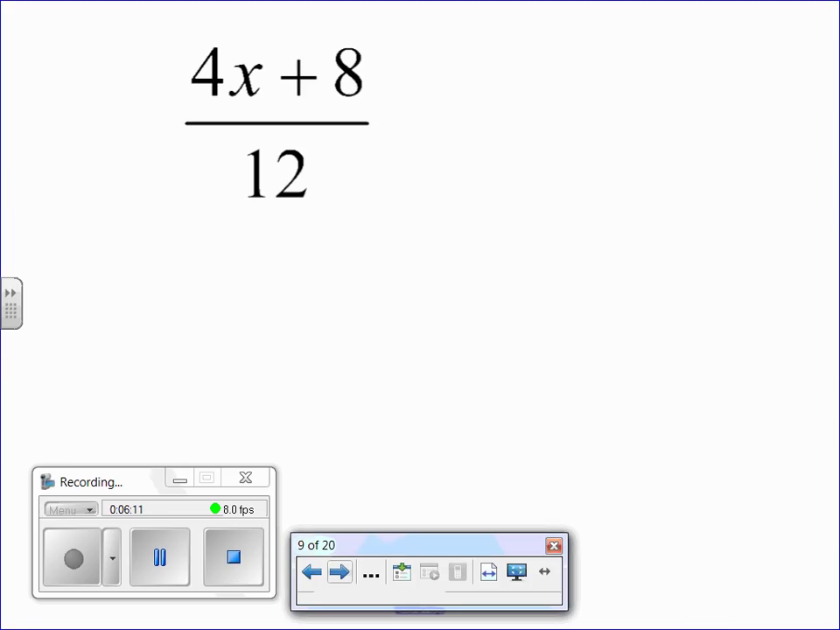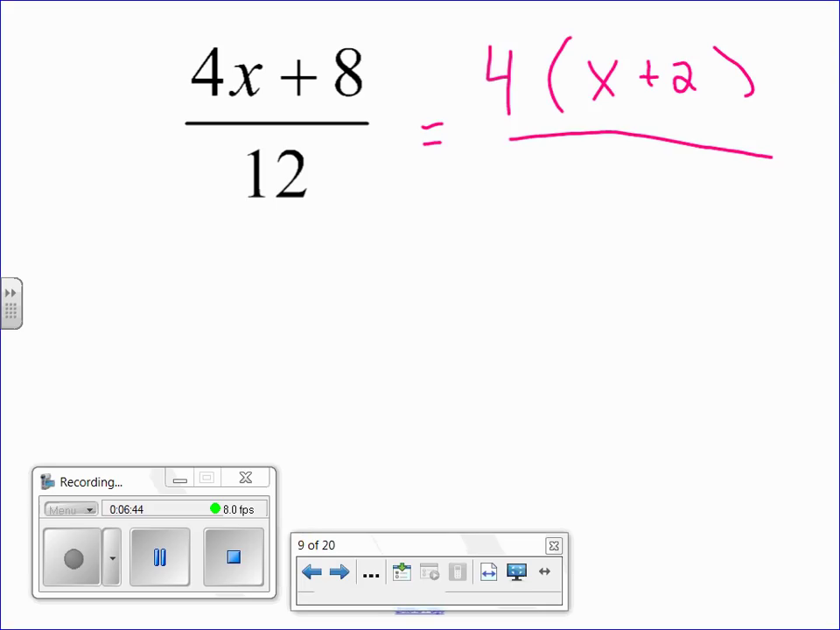Here's our next one. 4x plus 8 over 12. So on the top, we're going to think about using a common monomial. How does 4 sound? 4 is the biggest number that will divide both 4x and positive 8. After dividing a 4 out of 4x, I'm left with x. And after dividing 8 by 4, I'm left with a positive 2. So that completes the top.